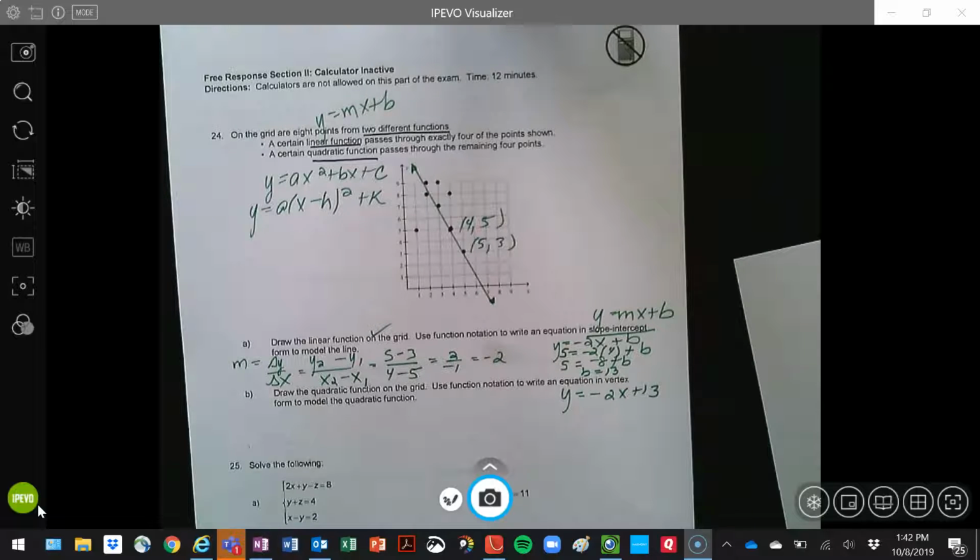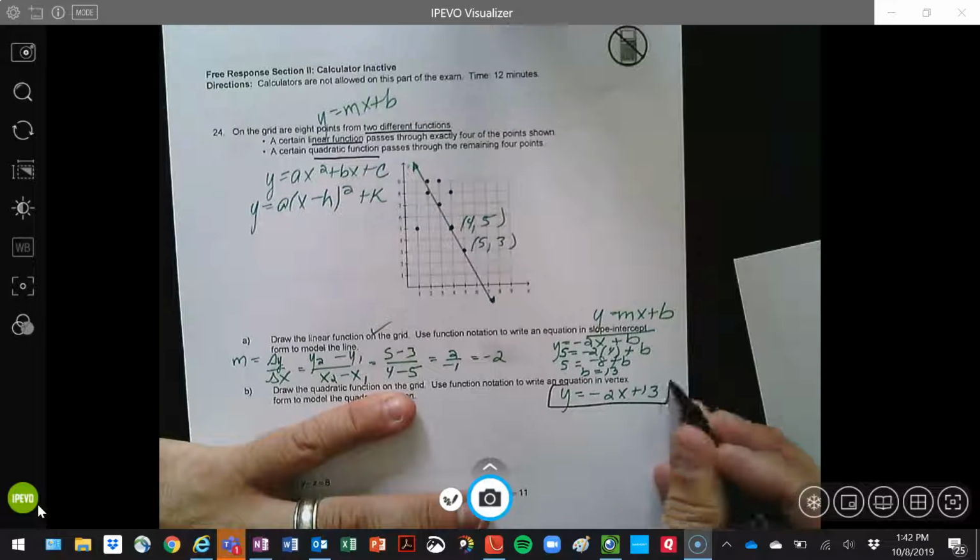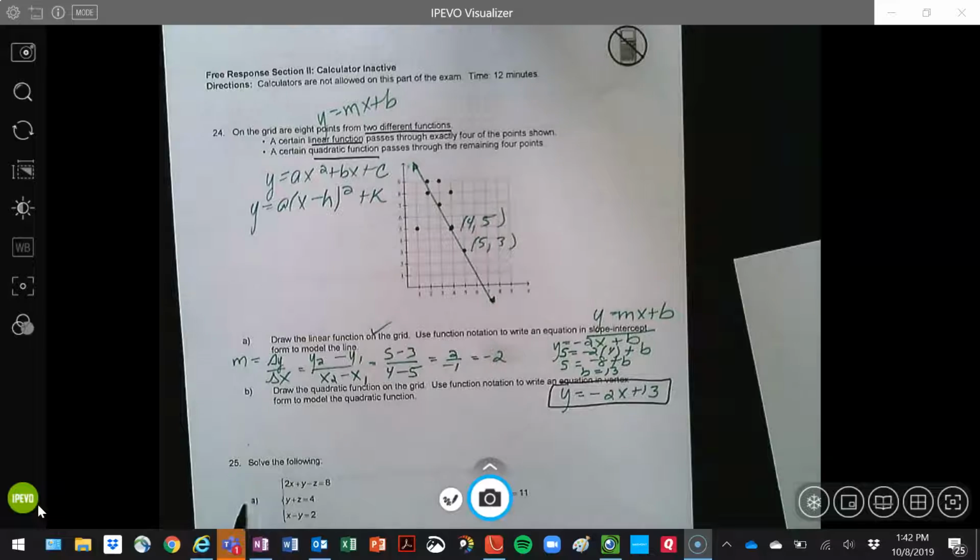That is in slope-intercept form. And so we're going to call that one done. That would be a perfect final answer. I'd want to see a box around it so you draw your attention to it.